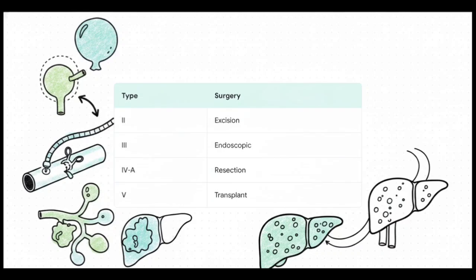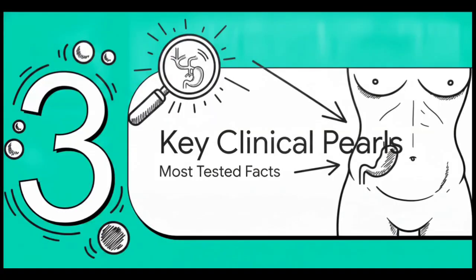And finally, type 5, Caroli disease. If it's localized, you can resect that specific part of the liver. But if it's diffuse, spread all throughout the liver, then you're looking at medical management of complications or ultimately a full liver transplant. Moving on to Part 3, key clinical pearls, the most tested facts.